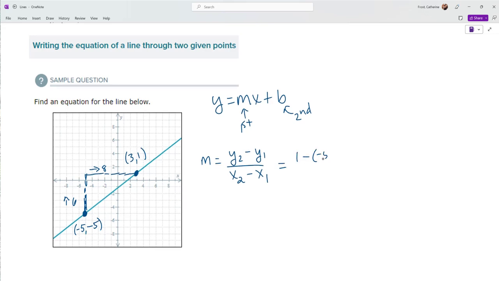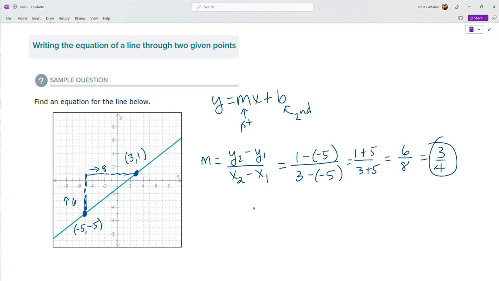Okay, so then we take the difference in the y's, 1 minus -5, over the difference in the x's. And I want to make sure I'm going in the same order. So 3 minus -5. Both of these have 2 minus signs, which are going to become a plus sign. So we're going to have 1 plus 5 over 3 plus 5. And we get 6/8, which is 3/4. Okay, so our slope is 3/4. We definitely know it's 3/4. We've done it twice now.